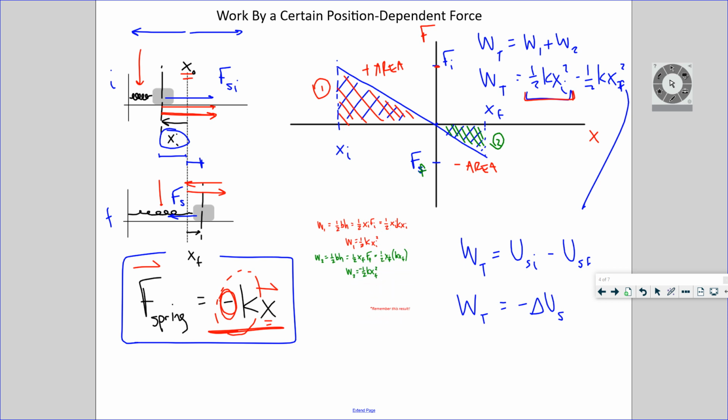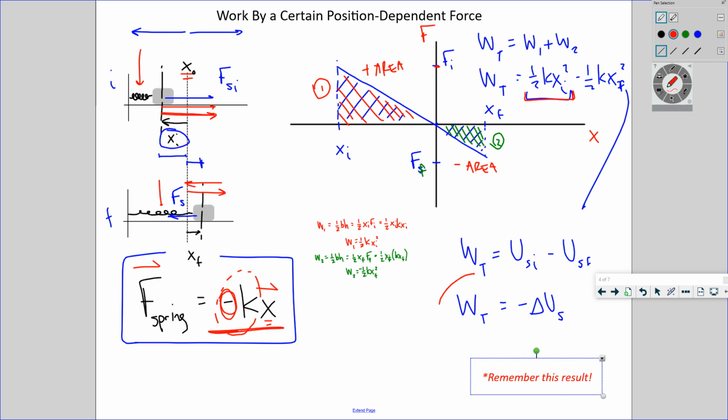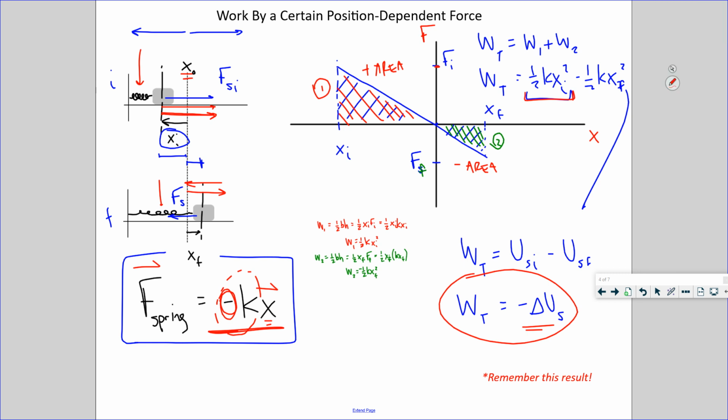Remember that result. There are certain cases in which the work done by a force is equivalent to the change in potential energy. And importantly, the work done decreases the potential energy. That's the definition of something important. So keep your head wrapped around that while you can. Okay, so there's some tricky stuff here for sure with signs especially.